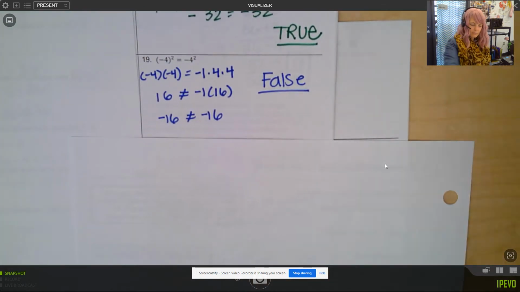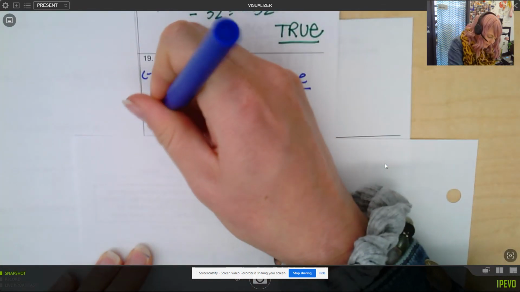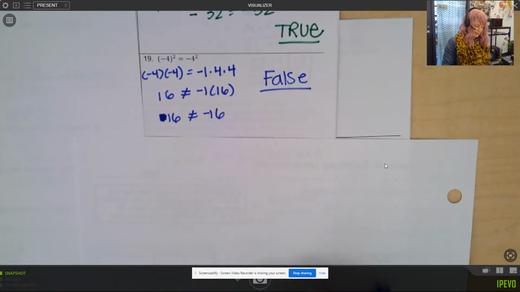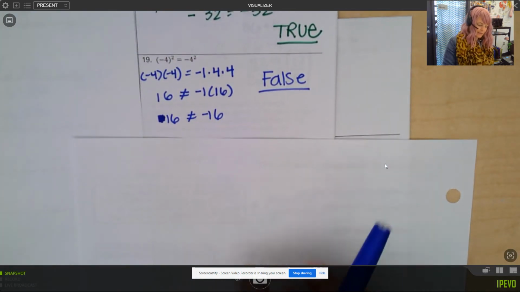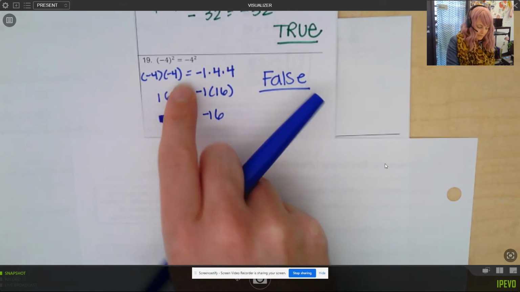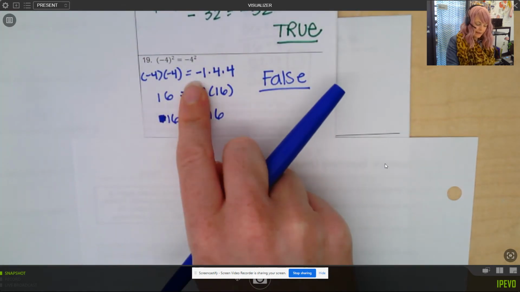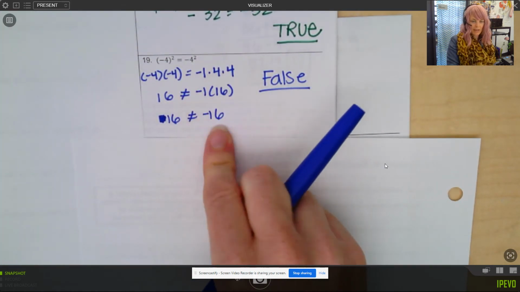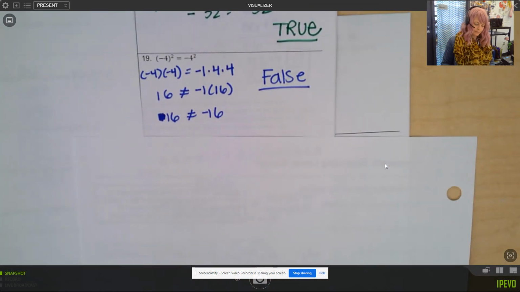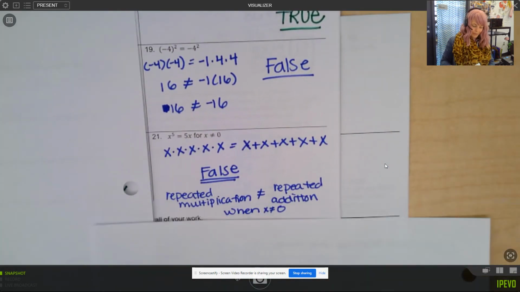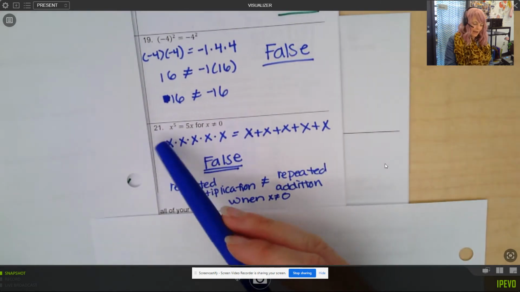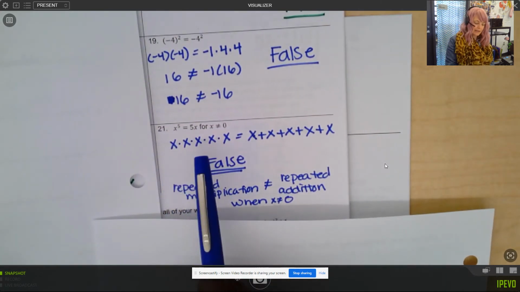Oops, I put a negative sign there. It should be a positive. So 16 does not equal -16. Notice this is -4 times -4, which is positive 16, and this is -1 times 4, which ends up being -16. So this is false.